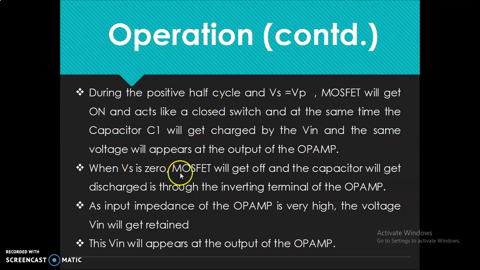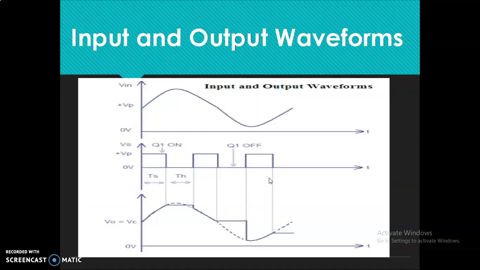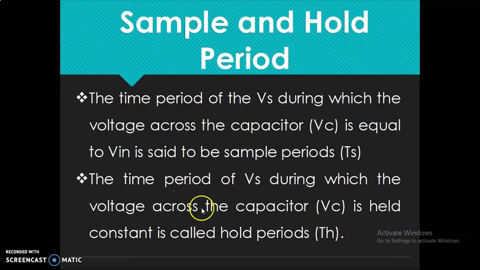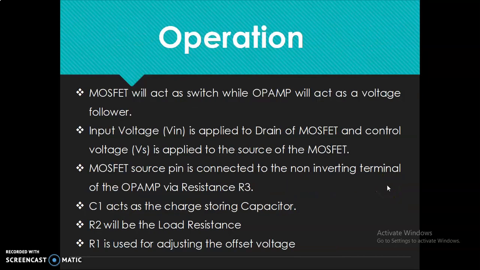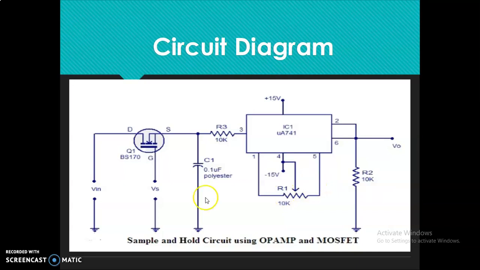When Vs is 0, MOSFET will get off. See how. When this is 0, it means MOSFET is off. So this is the hold mode. When it gets off, the capacitor will get discharged through the inverting terminal of the operational amplifier.